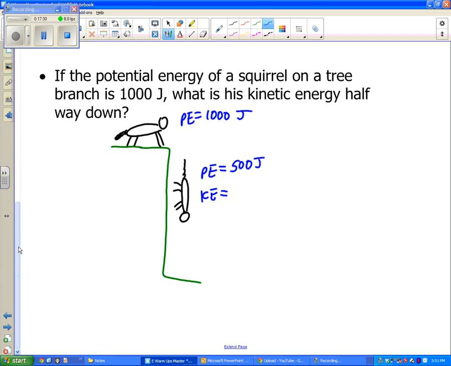But the question is asking, what is his kinetic energy? If he started with 1,000 and now he has 500 potential, he should have 500 kinetic. Because 500 plus 500, it needs to equal the 1,000. Those need to be equal to each other. So I hope that makes sense.